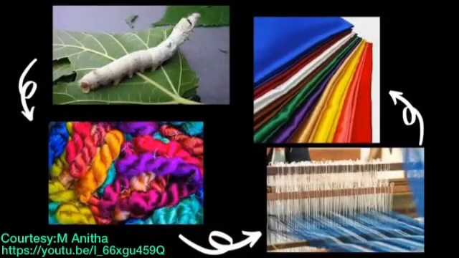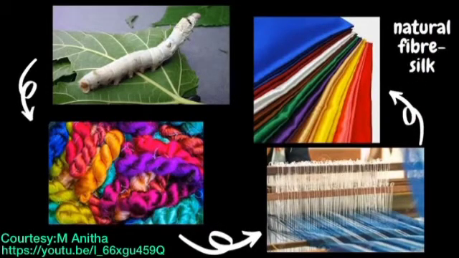Let's see another picture which shows a worm, that is a silkworm. We get silk from silkworms, that is made into silk cloth. This is also a natural fiber, silk.